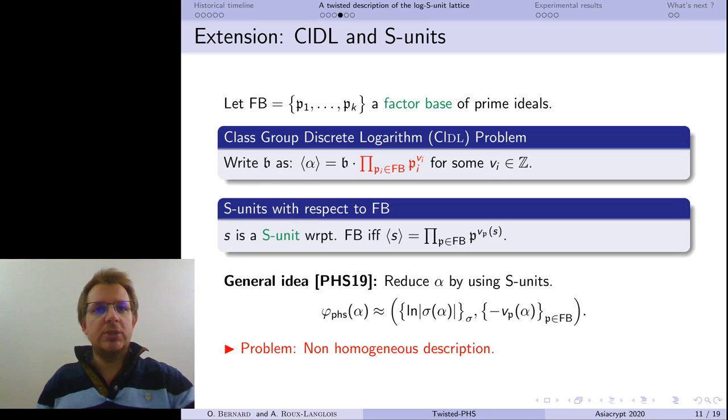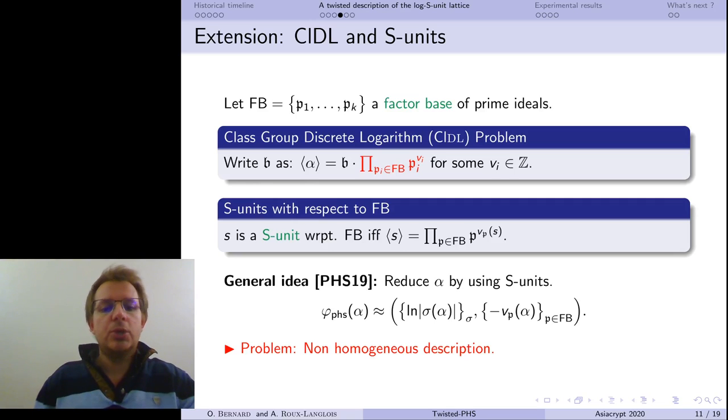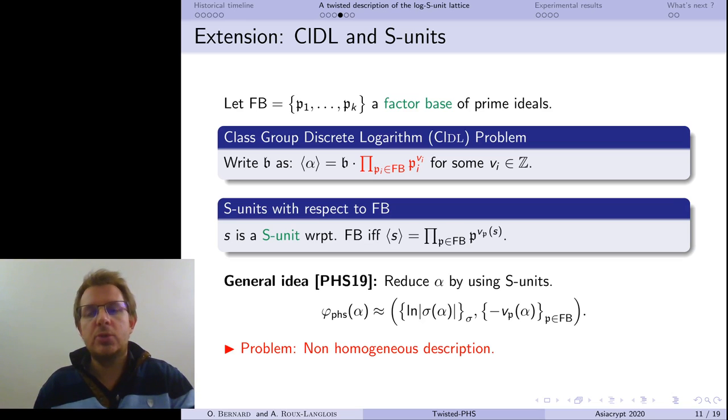So how do we extend this? You could try to relax the constraint on the ideal B, which will not be asked to be principal anymore, but to be principal up to some product of finite prime ideals. So you will choose a factor base of prime ideals, P1 to Pk. And the class group discrete logarithm problem is really a generalization of the principal ideal problem, when you ask for some alpha, such that the ideal generated by alpha is B times some product of prime ideals in the factor base.